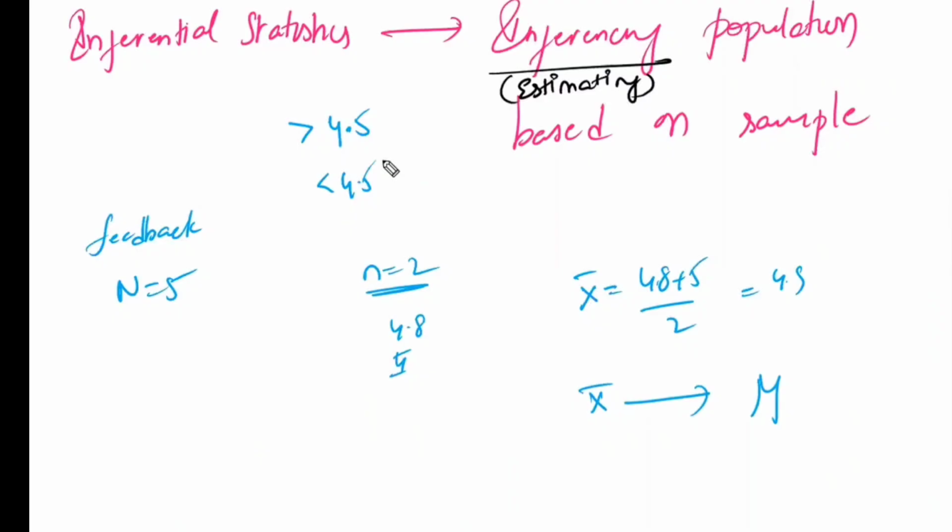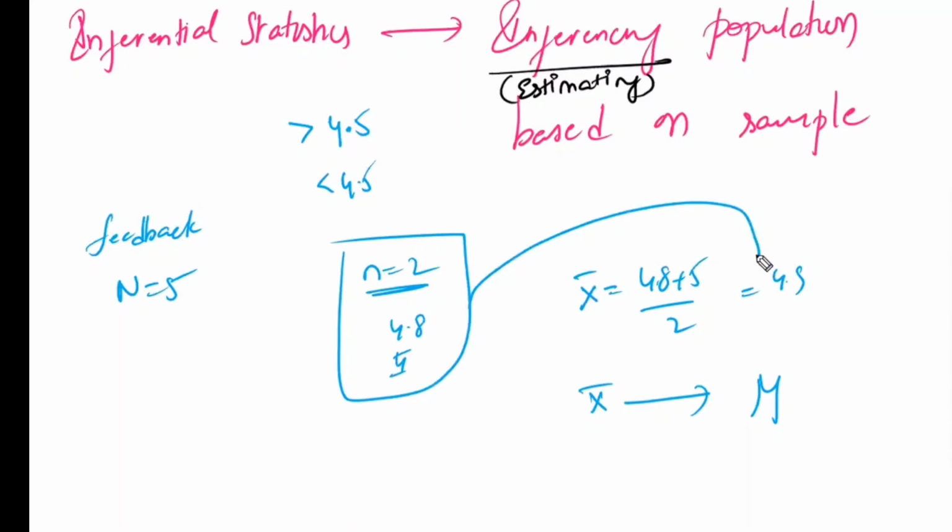This is the situation, and only 2 students have given their ratings. Now these 2 students' average score is 4.9. Based on that, we have to estimate whether the population mean will be 4.5 or not. That we have to estimate. This is the population parameter value.